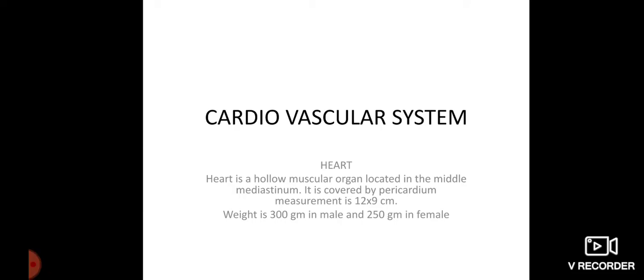Cardiovascular system. The cardiovascular system describes the structure of the heart as well as the blood vessels associated with it. The heart is a hollow muscular organ which is present in the middle mediastinum. The mediastinum is a space which is present between the two lungs.